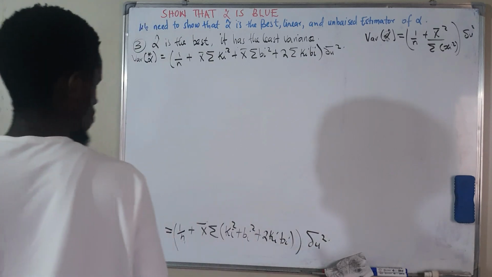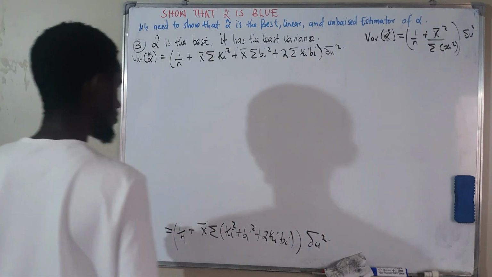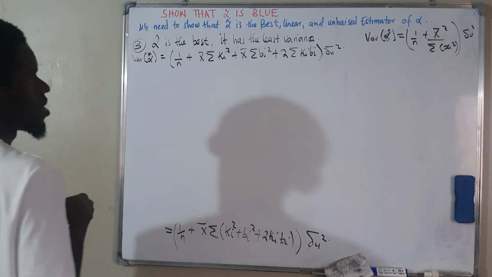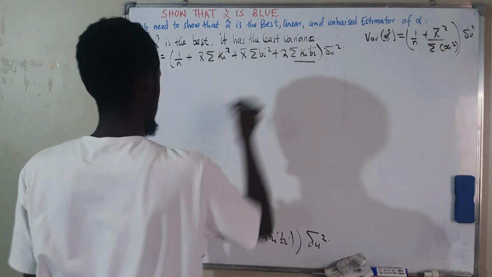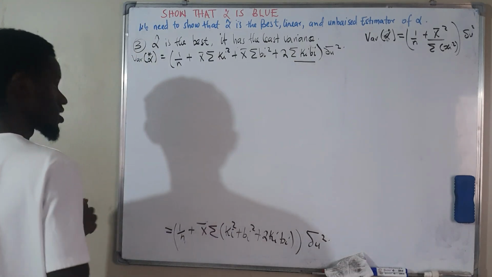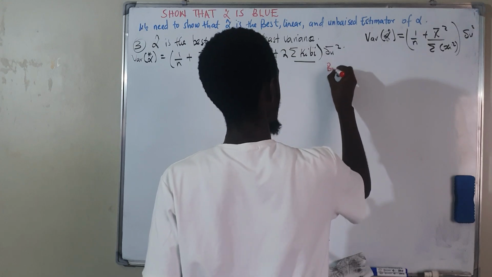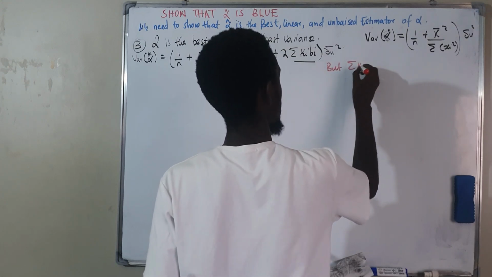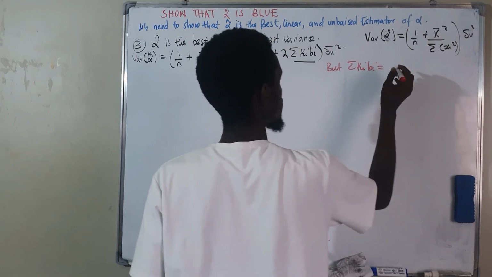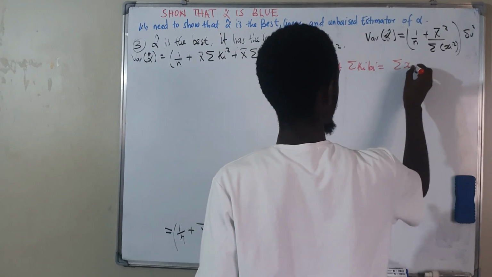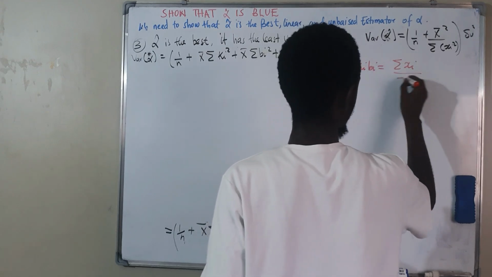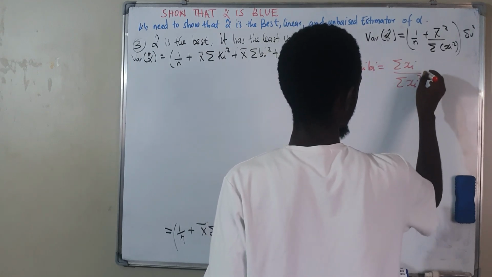But now from here, we need to know that the summation of ki bi is the same thing as having the summation of xi, because remember ki is xi over summation of xi squared, times bi.